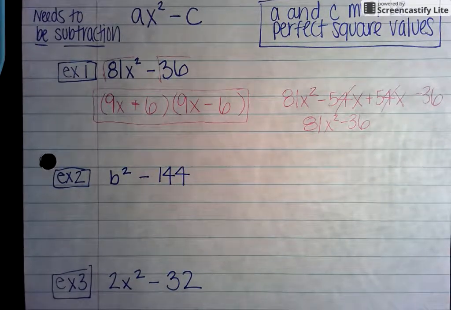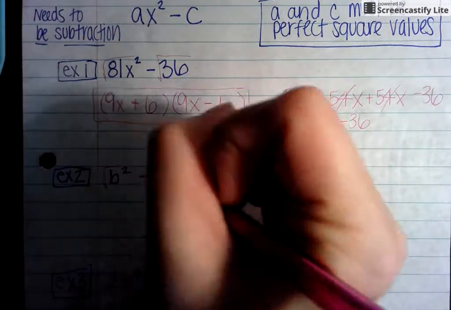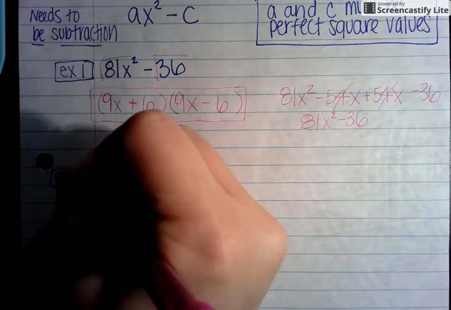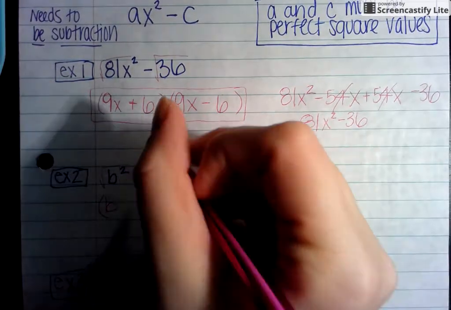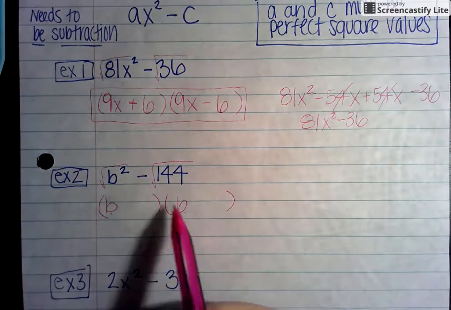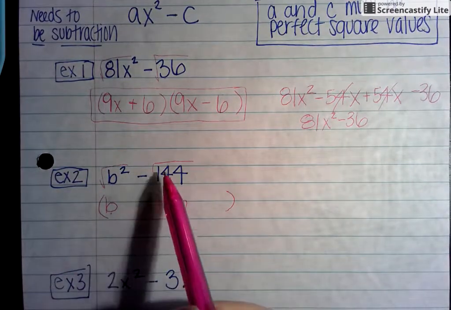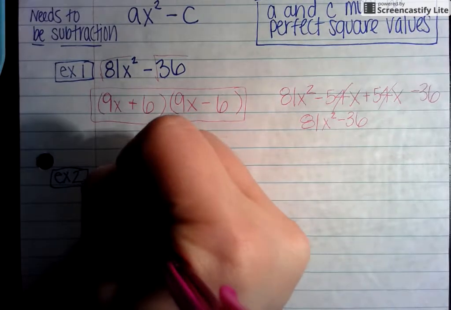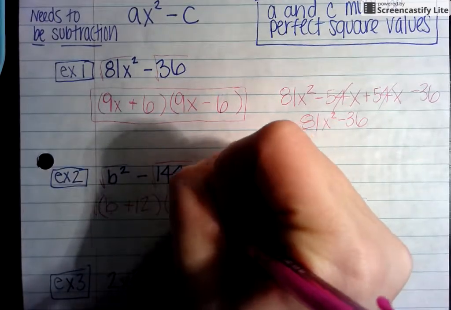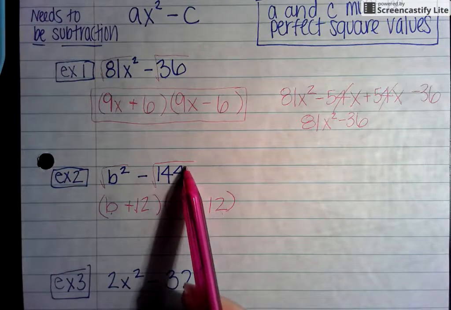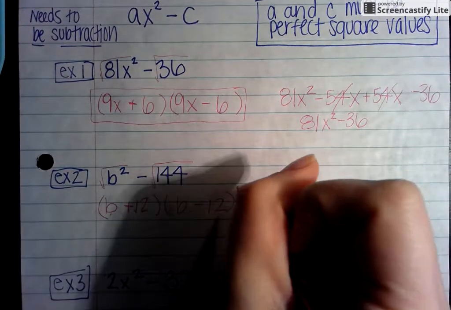Now, example 2, I have b squared minus 144. So I would take the square root of b squared and the square root of 144. So I would have b and b in the front. If you think about it, b times b gives me b squared. And then I have 144, which the square root of 144 is 12. So I have a plus 12 and a minus 12. If I did 12 times negative 12, I would get negative 144. So that would be my final answer.